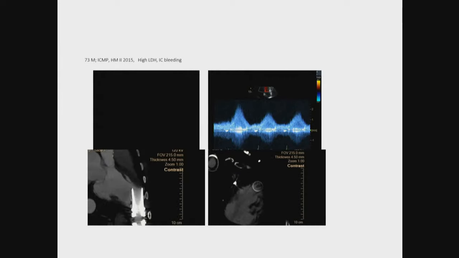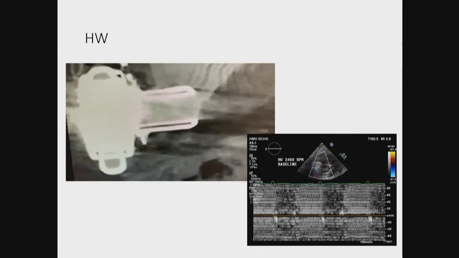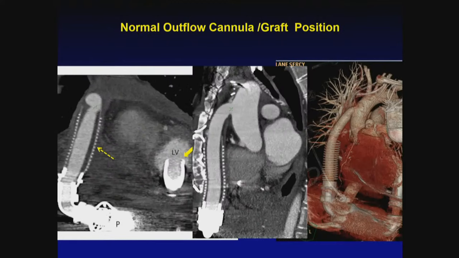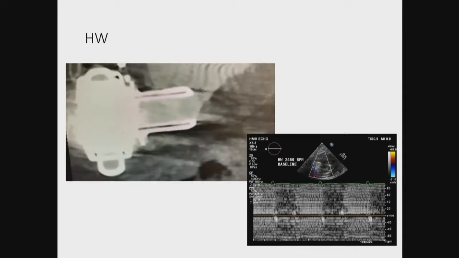Okay, so this is a patient, again, presented with high LDH and intracranial bleeding. Again, this is not only limited to one pump; this is a case with hardware that could also have this. You can see the suction of the myocardium into the tip of the cannula.